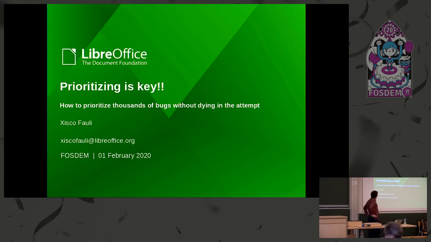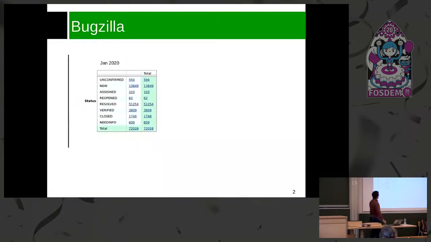So I want to talk about how we try to prioritize bugs in Bugzilla and in the LibreOffice project. The reason I want to talk about it is that in our bug tracker, this is a screenshot I took the other day, you can see how many bugs we deal with every day.